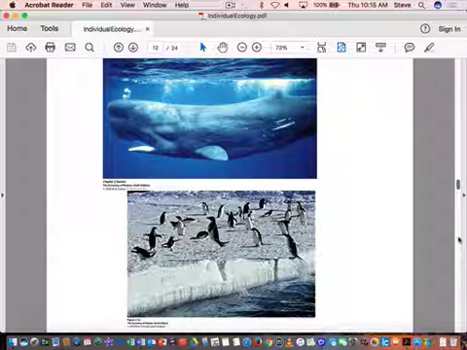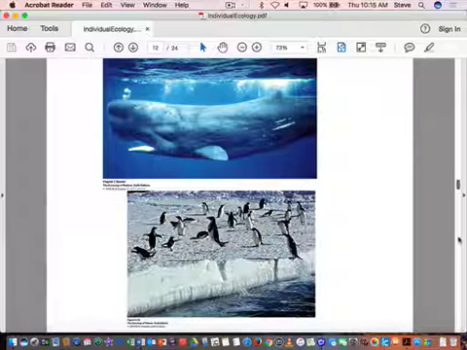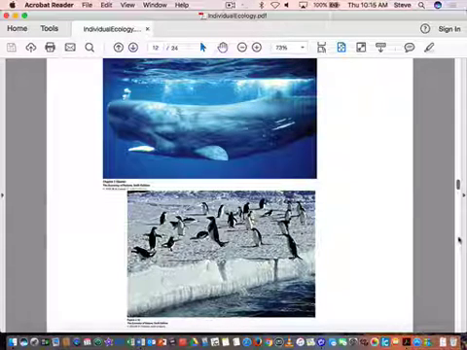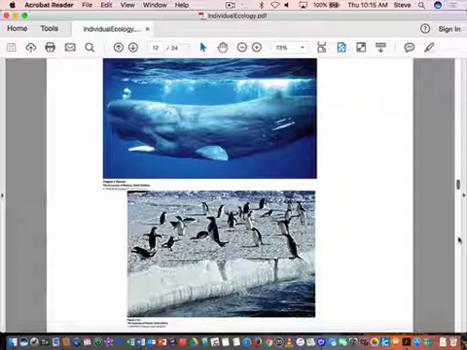What about these things? Penguins. Is this environment different from that environment? Okay. So they spend a lot of time between these two rather different environments.